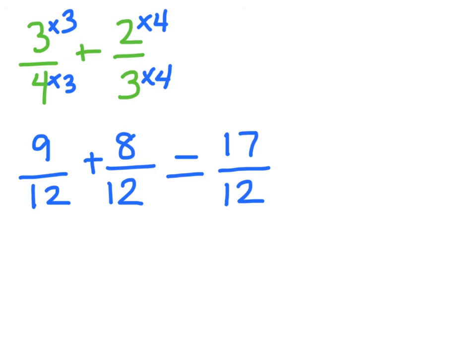In order to give our answer, we could either leave it as an improper fraction, or we can convert this to a mixed number. Remember, a mixed number has a whole number with a fraction attached. In order to convert 17/12 to a mixed number, we would first divide the numerator by the denominator. So 17 divided by 12. And that will give us an answer of 1, correct? In fact, it'll give us an answer of 1, remainder 5.